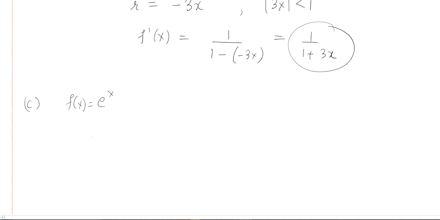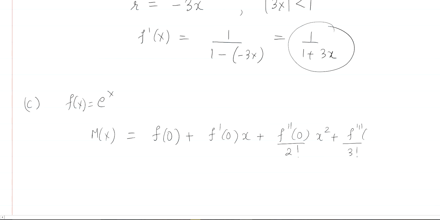Now we know that a Maclaurin series, M of x, would be written as f of 0, because it is essentially a Taylor series evaluated about 0. So f of 0 plus f prime of 0 times x plus f double prime of 0 over 2 factorial times x squared plus f triple prime of 0 over 3 factorial times x cubed plus the nth term, f^(n) of 0 over n factorial times x to the n, plus so on and so forth.